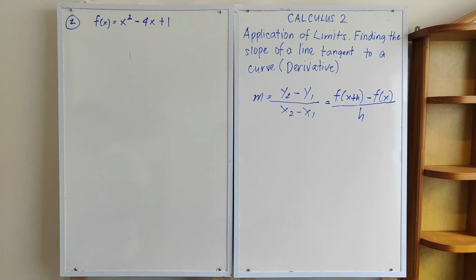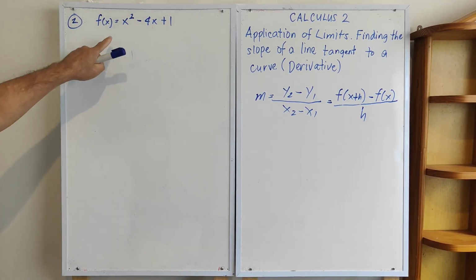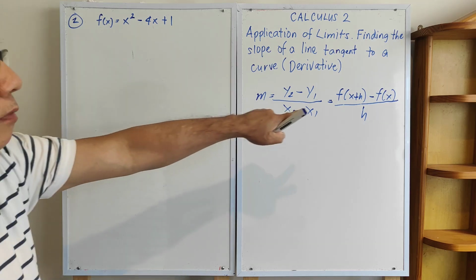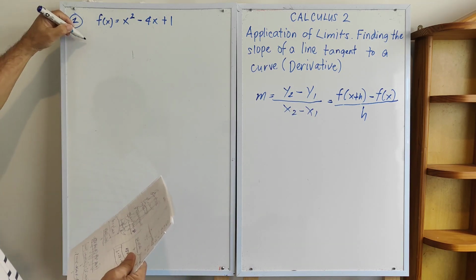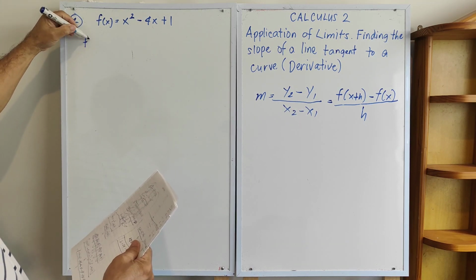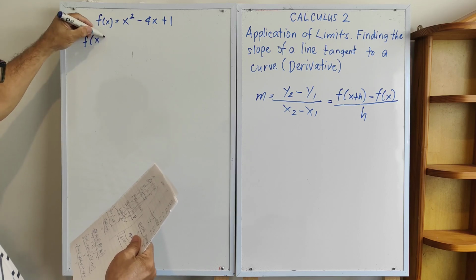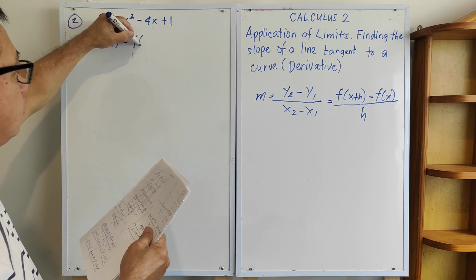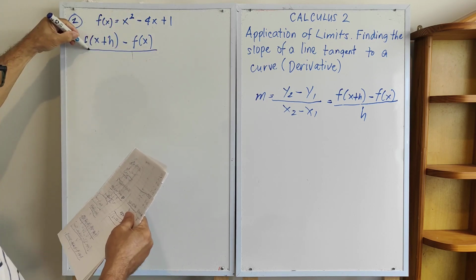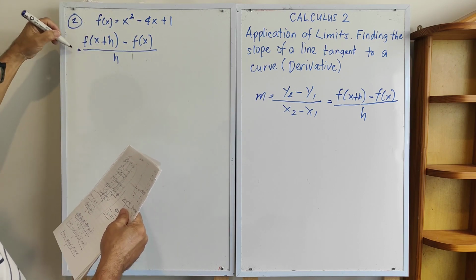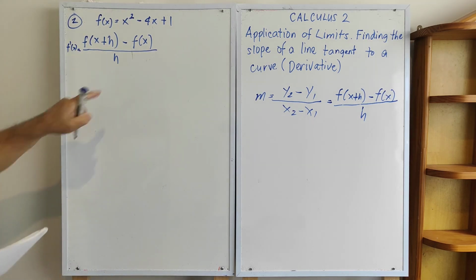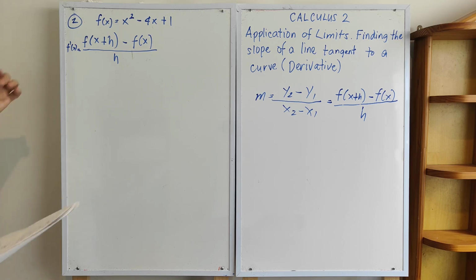Example 2. The curve is the function f of x equals x squared minus 4x plus 1. Again, we will follow this formula: f of x plus h minus f of x over h. This is your f prime of x, or your derivative formula, the difference quotient.